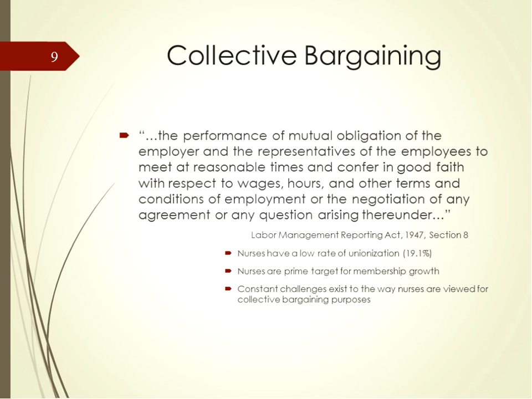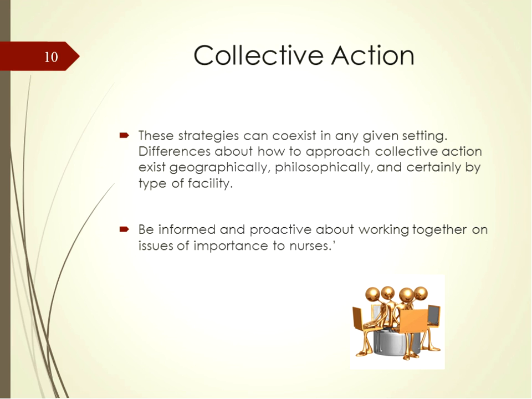Collective bargaining is a formal process where employees select a bargaining agent to represent their interests. It begins with the election of a union or group to represent the employees in a class, such as registered nurses, or groups up to and including all non-management employees within the organization. Collective action strategies can coexist in any given setting. Differences about how to approach collective action exist geographically, philosophically, and certainly by any type of facility. Be informed and proactive about working together on issues of importance to nurses.